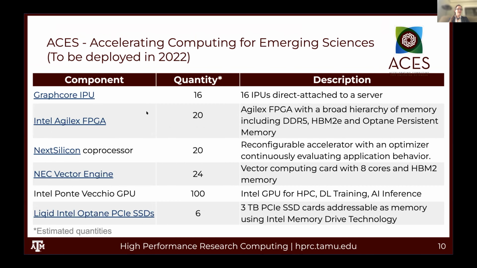So what's very exciting about ACES are the accelerators that we're going to be putting into it. So we're going to be putting Graphcore IPUs, intelligent processing units, FPGAs, cutting edge coprocessors like Next Silicon, NEC Vector Engine, the new Intel Ponte Vecchio GPU, which is slated to be available later this year, and the Intel Optane PCI SSDs for memory allocation, okay, large memory allocation.